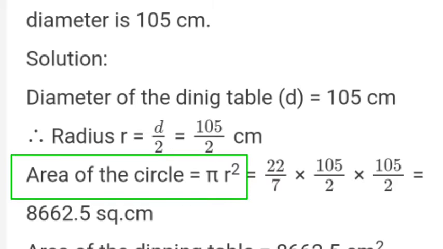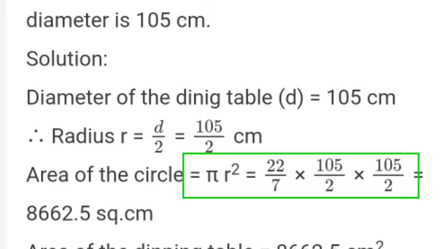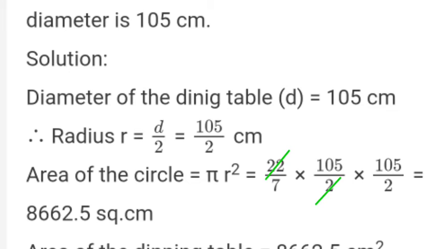And we know that the formula for finding the area of the circular dining table is pi r square square units. By using the values of radius and pi in this formula, we get 22 by 7 into 105 by 2 into 105 by 2. By dividing 22 by 2, we get 11. By multiplying all these values, we get 8662.5 meters square, which is the required area of the dining table of diameter 105 meter.